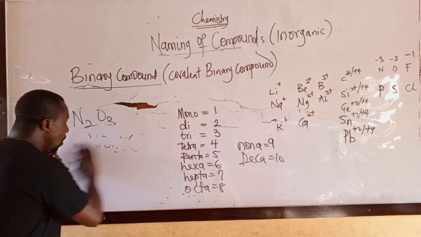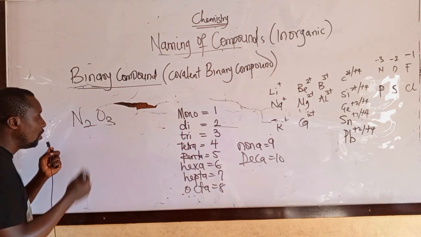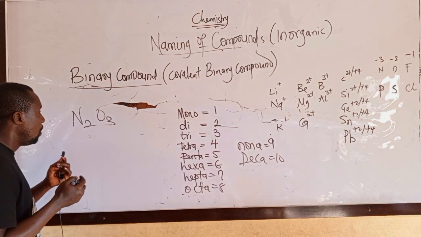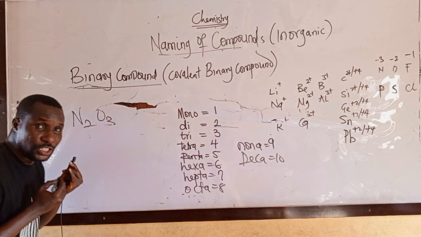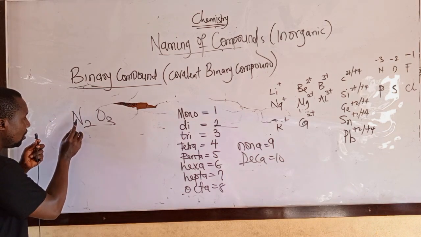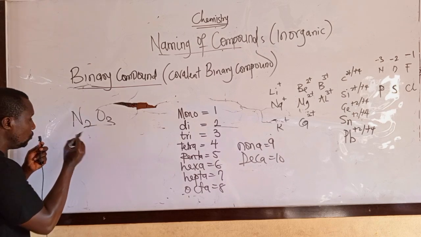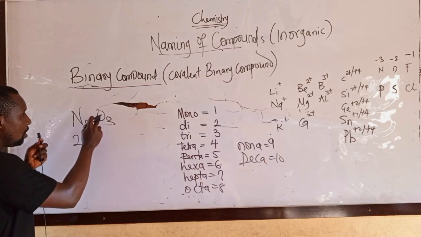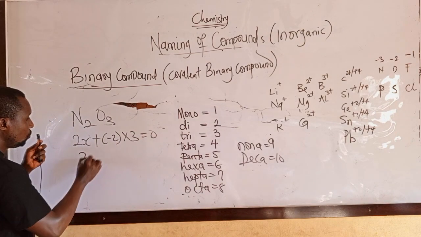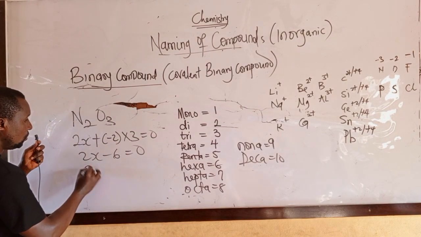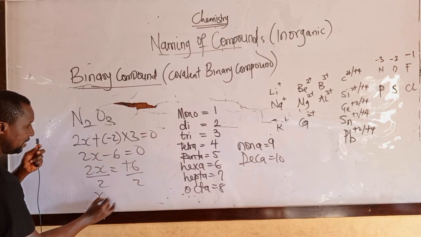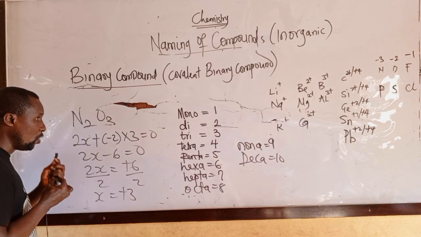Nitrogen trioxide. That is the name of this one, or you can find the oxidation number of nitrogen. Let us look for the oxidation number of nitrogen. Unknown, x. How many nitrogen do I have? 2. That is 2 times x plus oxidation number of oxygen, -2 times 3, everything equal to 0. 2x minus 6 equal to 0. 2x equals plus 6. Divide both sides by 2. You have x equal to plus 3.